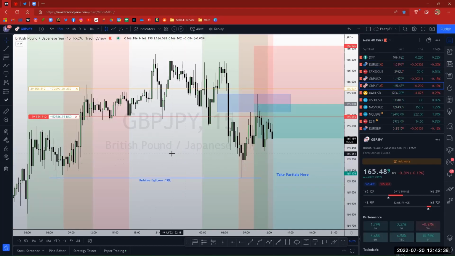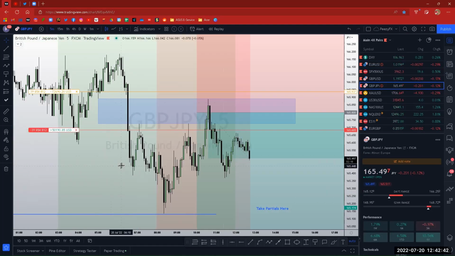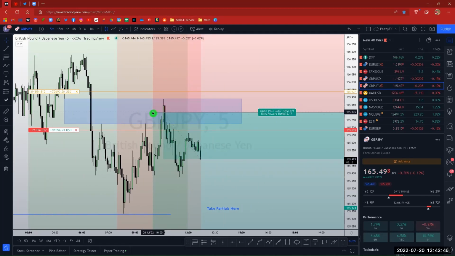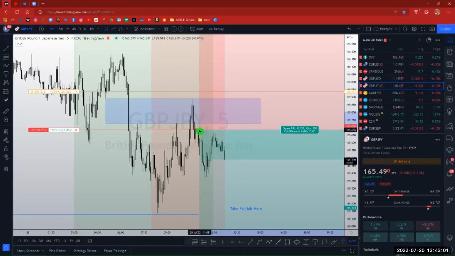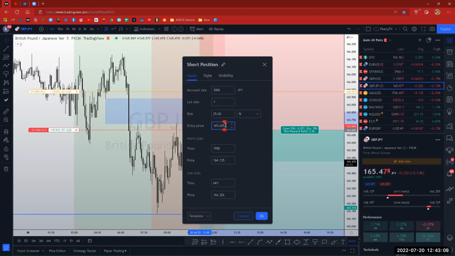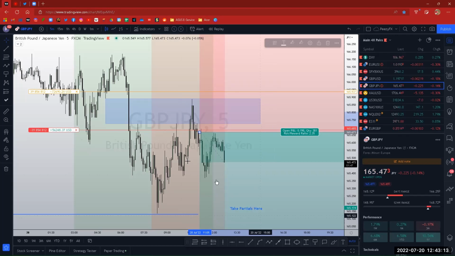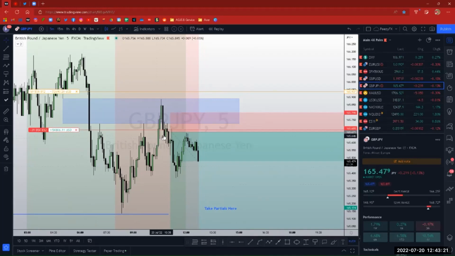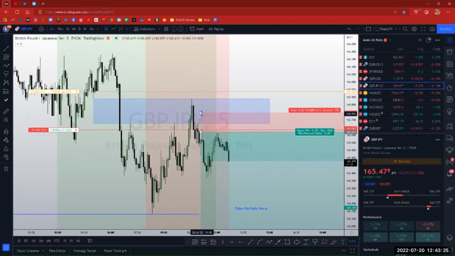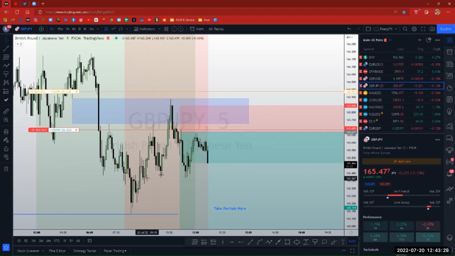All right, GBP JPY. Let's see. I didn't enter right here, obviously. On my account, I enter at 165.671. That's where I entered. Stop loss right here. On this candle is where I entered at, right there.